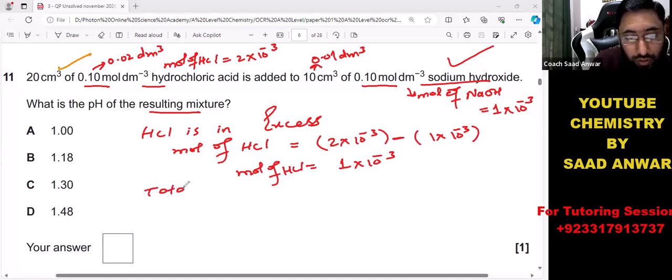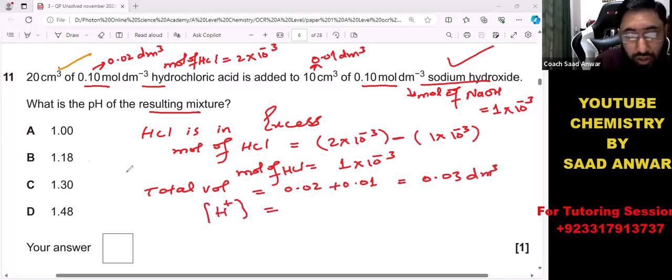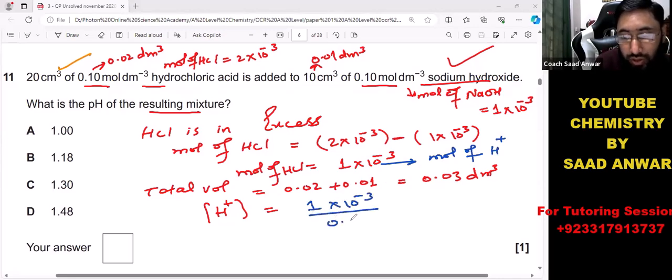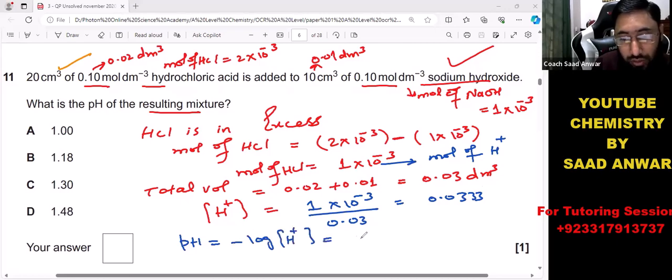Total volume, you see, is 0.02 plus 0.01. So this will be equals to 0.03 cubic decimeter. Can I find the concentration of hydrogen ion? Yes, because I have the mole of HCl. Mole of HCl means this is the mole of hydrogen ion. So 1 into 10 raised to power minus 3, this is the mole of hydrogen ion. This is the volume. When I divide moles by volume, I will be getting the concentration. And why do I need to find concentration? So that I can apply this formula: pH is equals to negative log of hydrogen ion concentration.